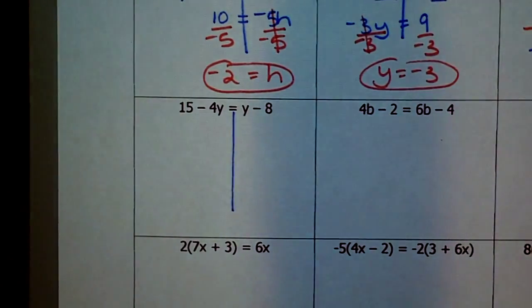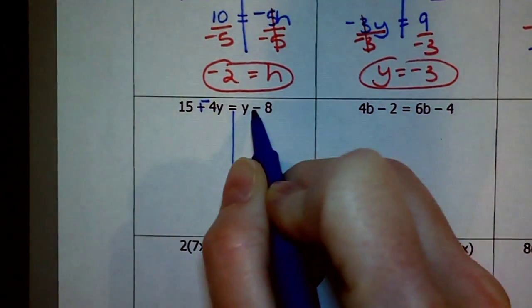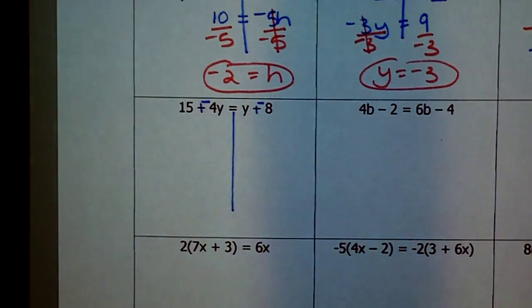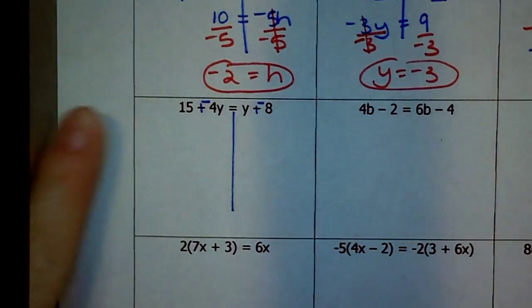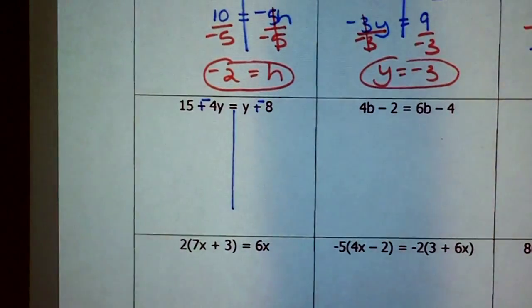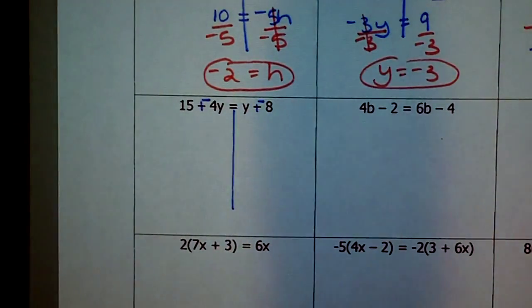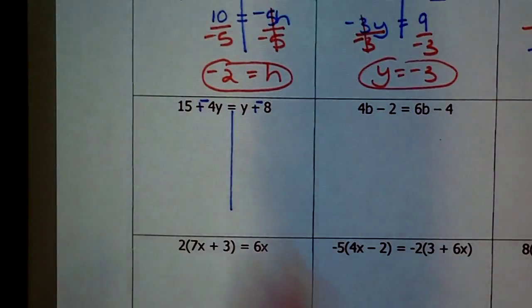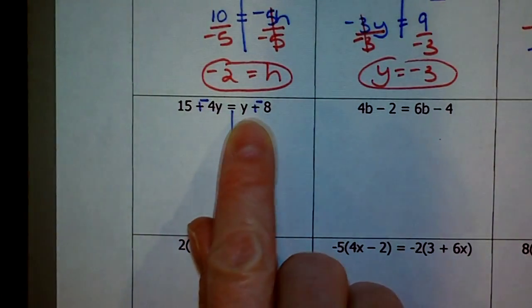So I'm still going to draw my line. I'm going to change all of my subtraction to addition by adding the opposite. Okay. I do not see any parentheses. I do not see any like terms on either side. So we're on step 3 right now that says add the opposite of one of the variable terms to both sides of the equation. So the variable terms we're dealing with are negative 4y and y.